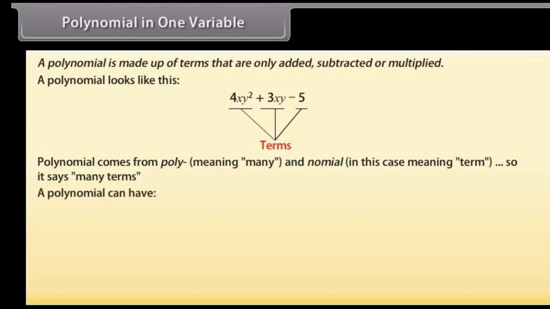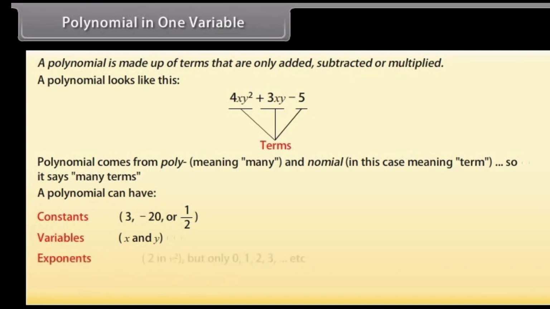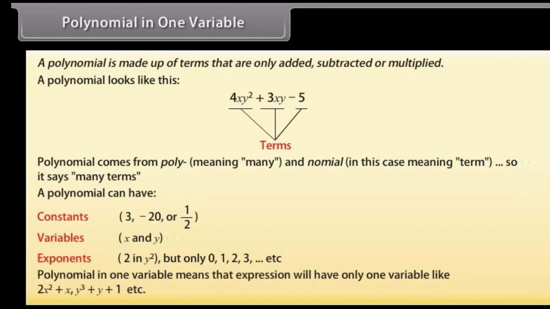A polynomial can have constants like 3, -20, or 1/2, variables like x and y, and exponents like the 2 in y square, but only 0, 1, 2, 3, and so on. Polynomial in one variable means that the expression will have only one variable, like 2x square plus xy cube plus y plus 1, etc.